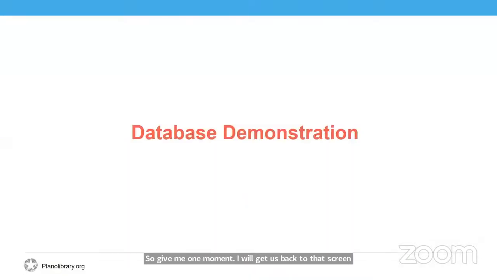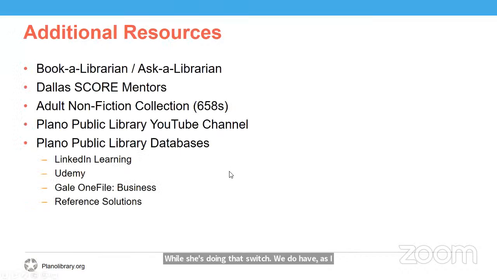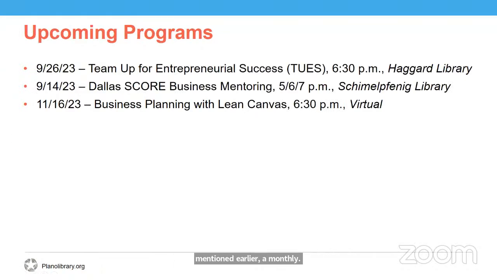While she's doing that switch, as I mentioned earlier, we have a monthly group that meets up, and that is TUES, Team Up for Entrepreneurial Success. It meets the fourth Tuesday of each month at 6:30 p.m. at Haggard Library. This month's topic is business legal matters. We would love for you to join us, learn more about different tools for your business, meet fellow business owners, network, and have a great time. We also offer weekly Dallas SCORE business mentoring. We run the TUES program in partnership with Dallas SCORE, so you get access to both the resources and the experts in one room.